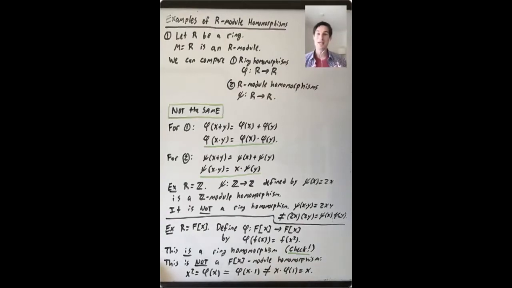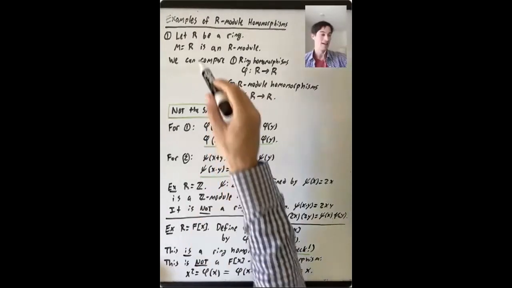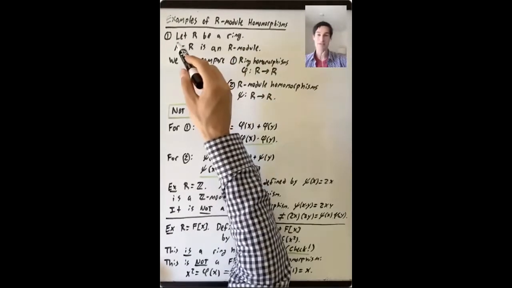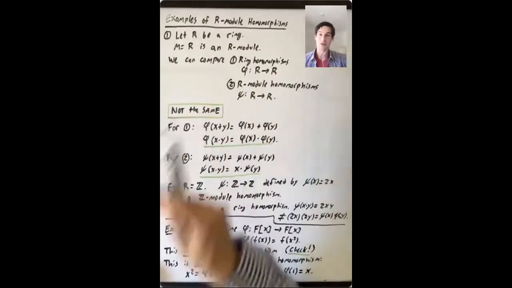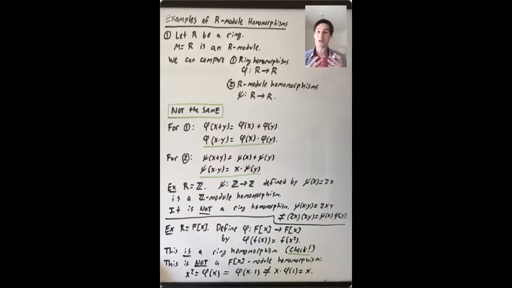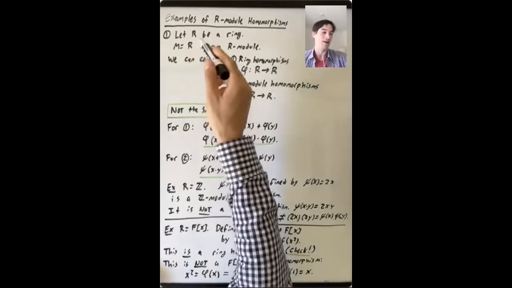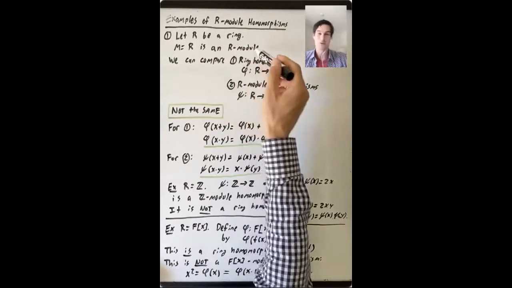The first big example we would like to look at is the case where R is a ring and you take M equal R to be an R module. So R is a module over itself. You should think of it as a left module over itself in the case that R is not commutative. But if R is commutative, you can just say that, okay, R is an R module.